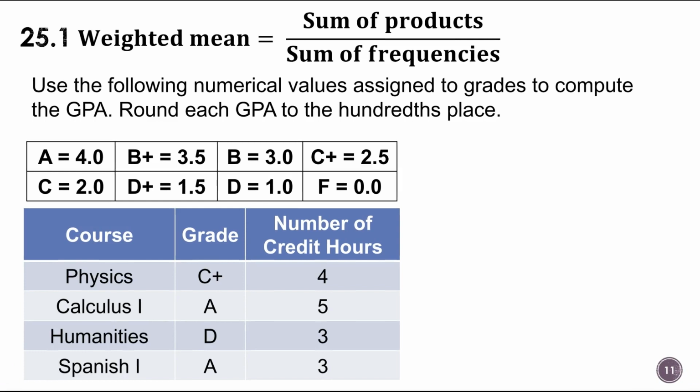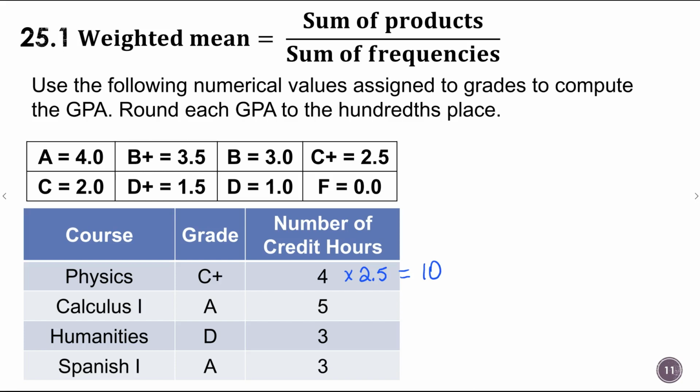All right, here's another example. This time I threw in a C+, so we could use some of the ones from the chart there. So physics is a 4 credit hour class, and this person made a C+. So a C+ is worth 2.5 points per credit hour. So when we multiply those, we get 10.